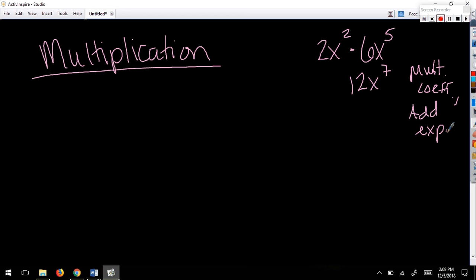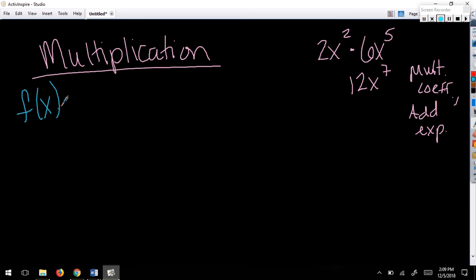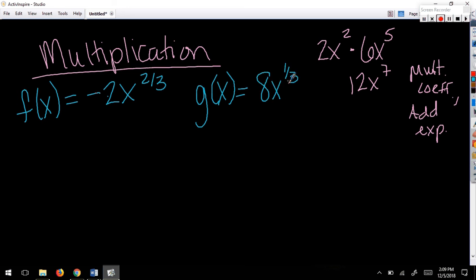Remember, this whole few sections that we're doing are things that we already know how to do. We're just doing them with fractions now instead of whole numbers. Okay, so let me define an f and a g here. Let's say f of x is negative 2x to the 2/3. And let's say g of x is 8x to the 1/3.